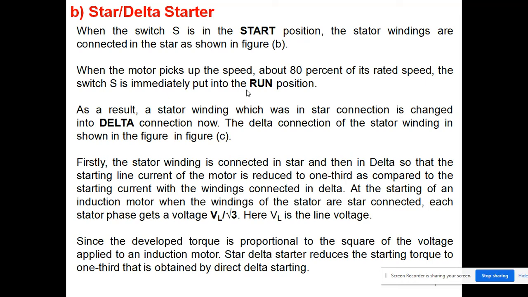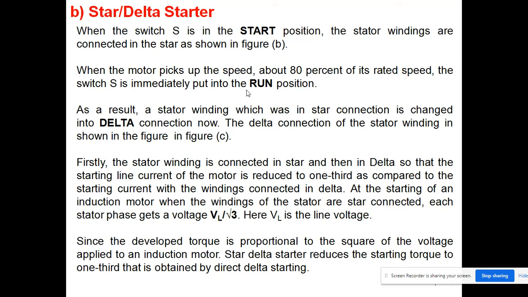So why are we doing all these things here? The reason behind this is that the stator winding is connected in star and then delta, so the starting line current of the motor is reduced to one third as compared to the starting current with the winding connected in delta. So we are reducing our current to one third when we are using the star connection.